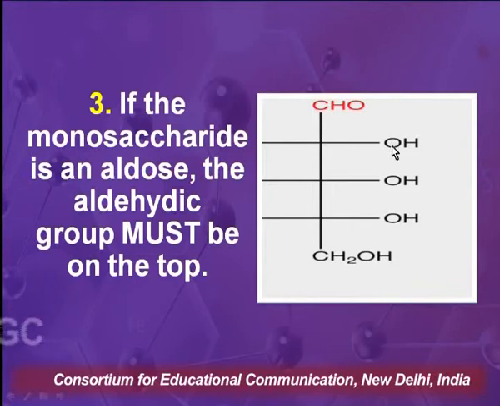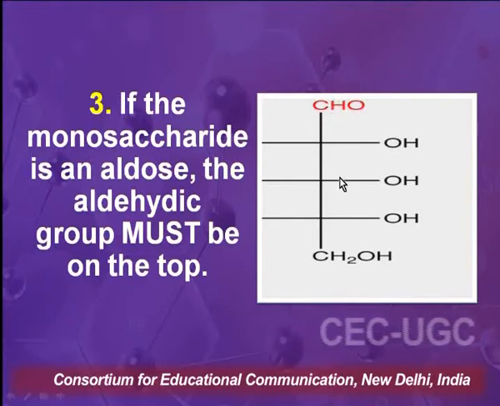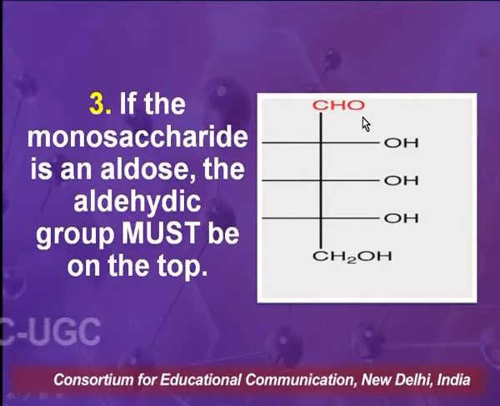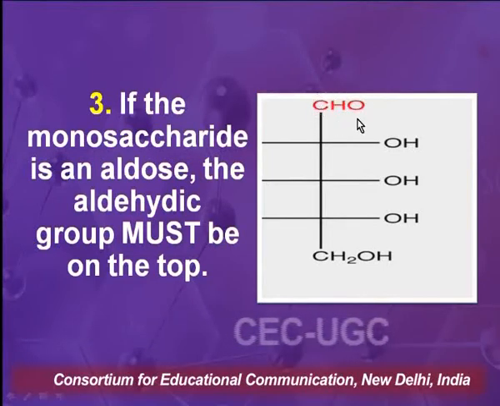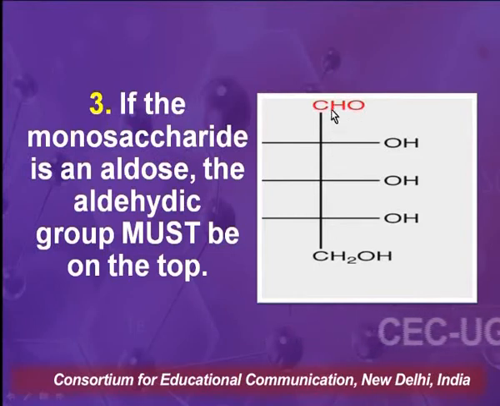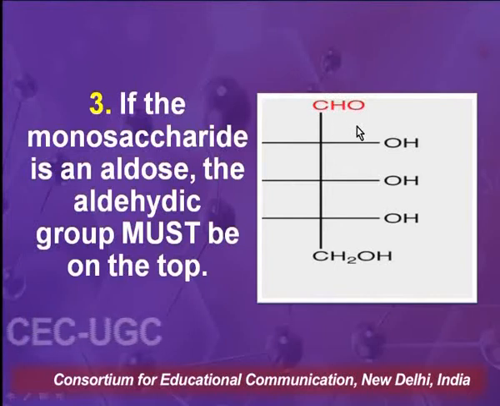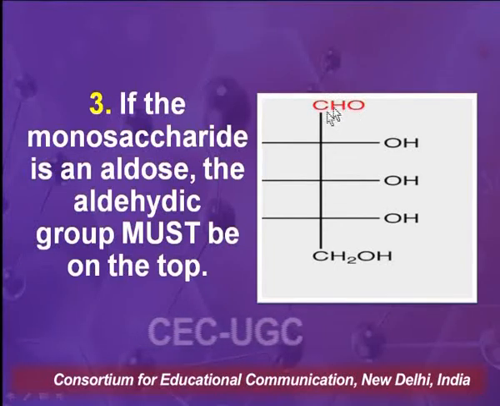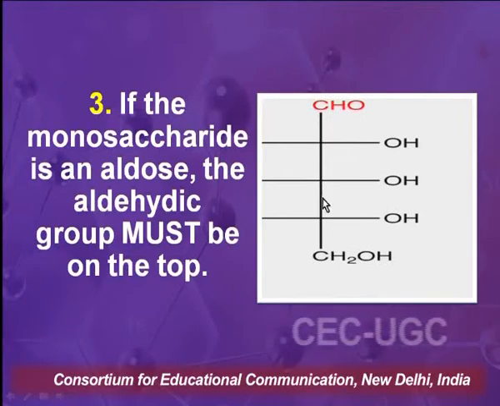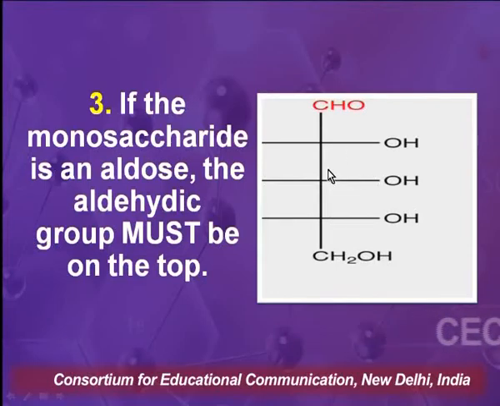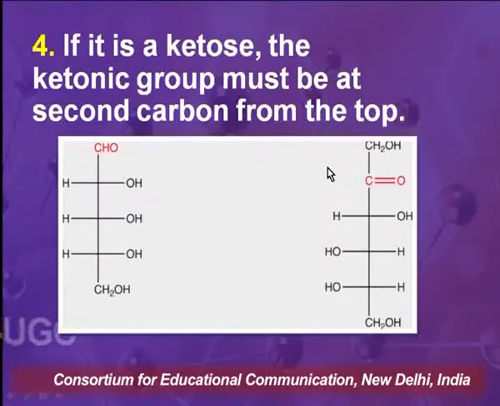So this represents the bonds going away from the observer, and this represents the bonds coming towards the observer, and we have to write the molecule in such a way that the highest oxidized end is at the top. We know in aldoses the functional group is CHO, and CHO always occupies the first position. So we will place CHO at the top of the molecule. This is the Fischer's projection for an aldopentose.